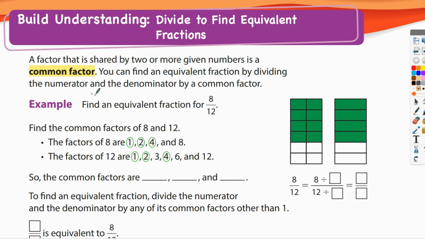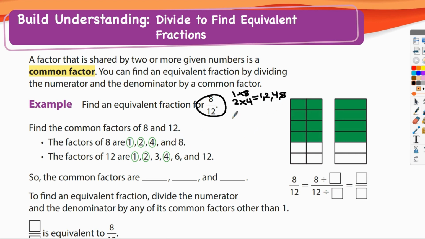So I need to find an equivalent fraction for 8/12. The common factors of 8 and 12 are, for 8, 1, 2, 4, and 8. Let me break that down a little bit more. In other words, if I have 8, what gives me 8? Let's write those down. 1 times 8 and 2 times 4. If I put all those numbers in order, what do I get? A 1, a 2, a 4, and a 8.